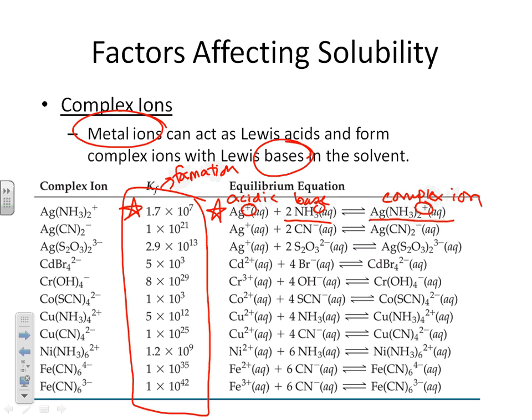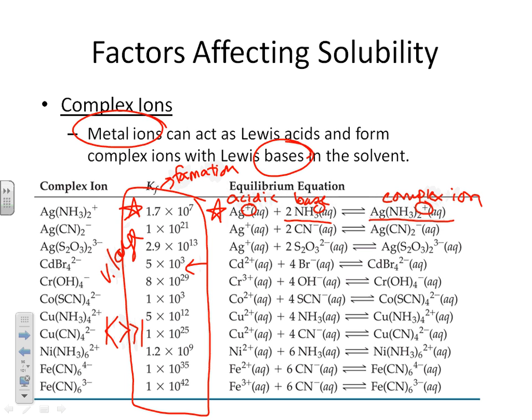What do you notice about them? Hopefully, the first thing you notice is that they're all very large. These are very large numbers. K is a lot greater than 1. The smallest one here is that one, and that's 5,000. So that is the smallest K value.